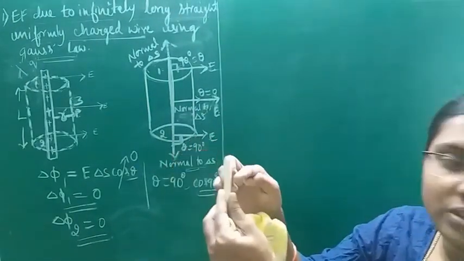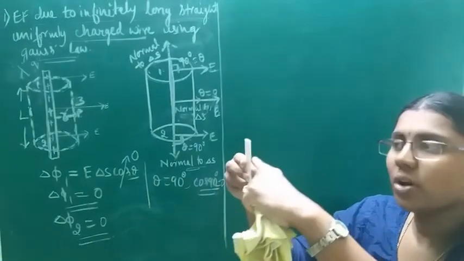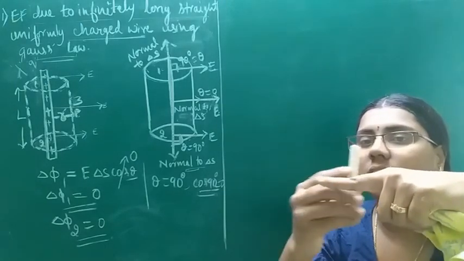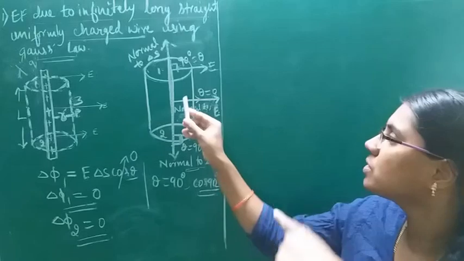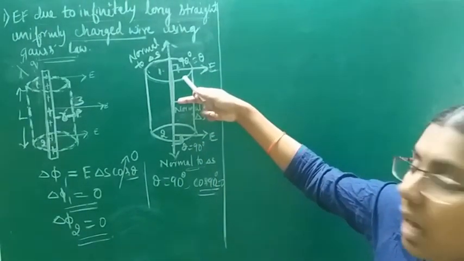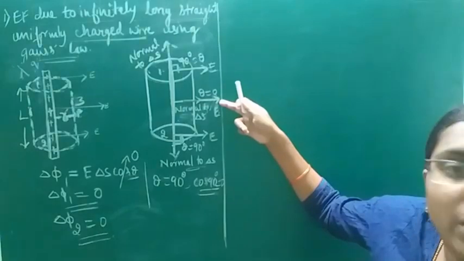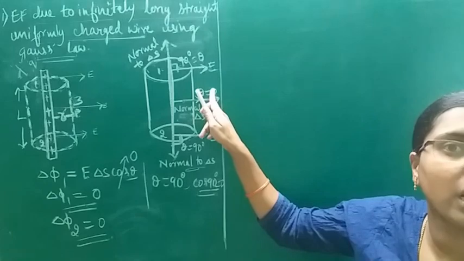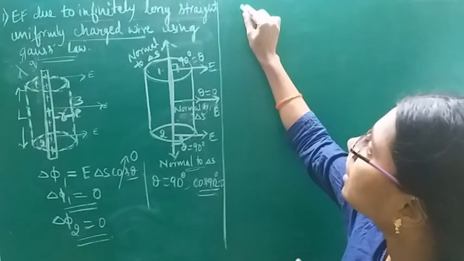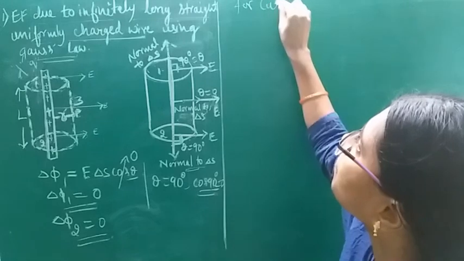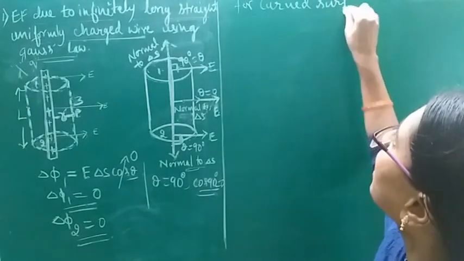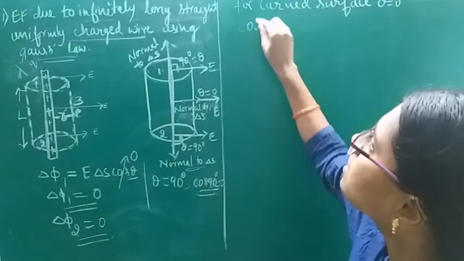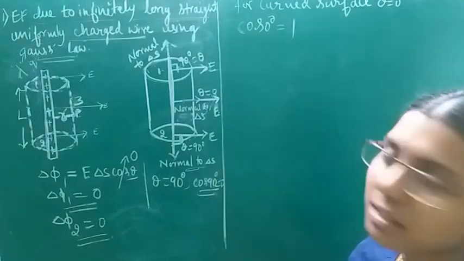See, this is the curved surface, and this is the normal to this curved surface. The electric field is also along the same direction. That means the angle between this normal and the electric field is 0 degrees. So, here for the curved surface, we write theta equal to 0 degrees. If theta is 0 degrees, cos 0 will be equal to 1.